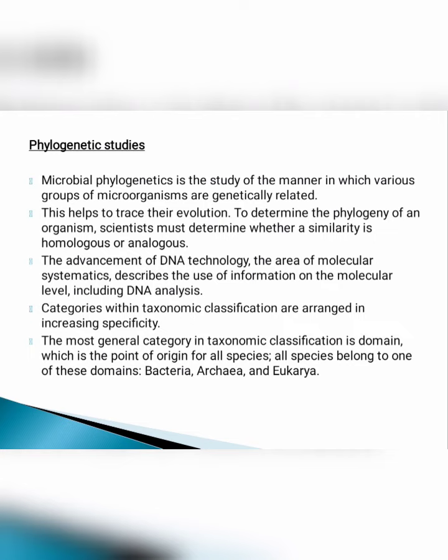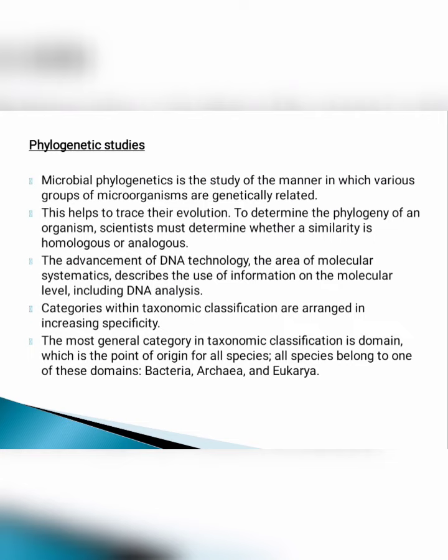So, microbial phylogenetics is a study of the manner in which various microorganisms are genetically related. This helps to trace their evolution. To determine the phylogeny of an organism, scientists must determine whether a similarity is homologous or analogous.